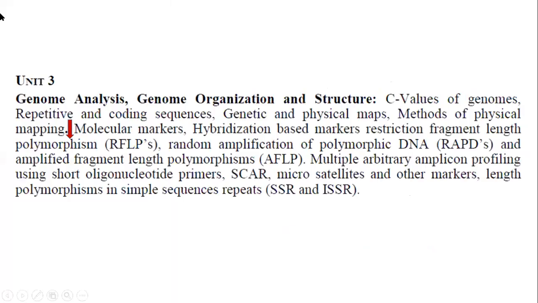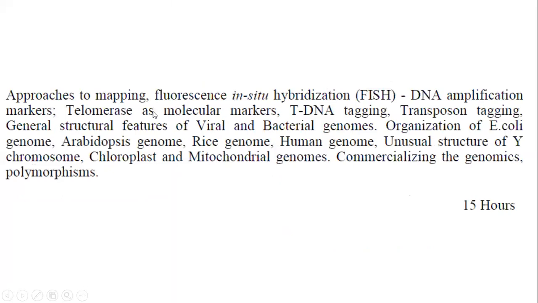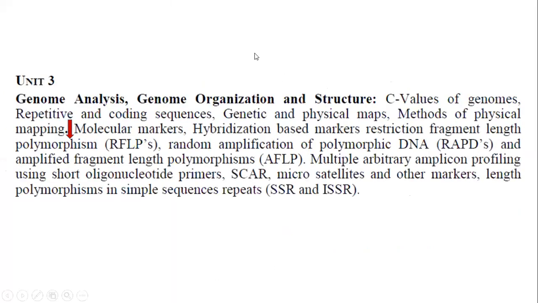So in the next two slides, I will try to summarize Unit 3, because given the syllabus, Unit 3 constitutes close to 15 hours. We already started Unit 3 from last week, but given the content, you look into the content here: genome analysis, genome organization and structure. Up to this point, we covered that only at a fundamental level. C values of genomes, repetitive DNA, genetic and physical maps, methods of physical mapping.